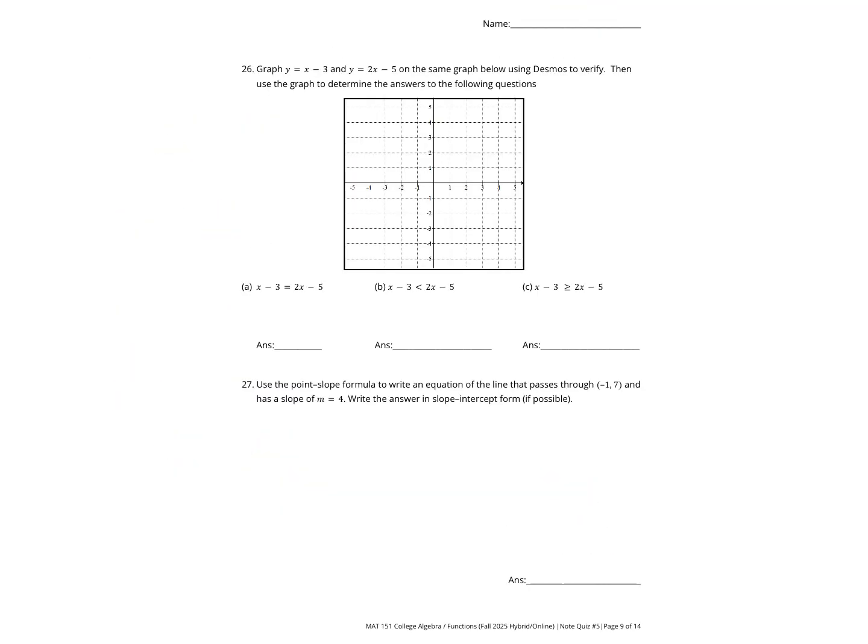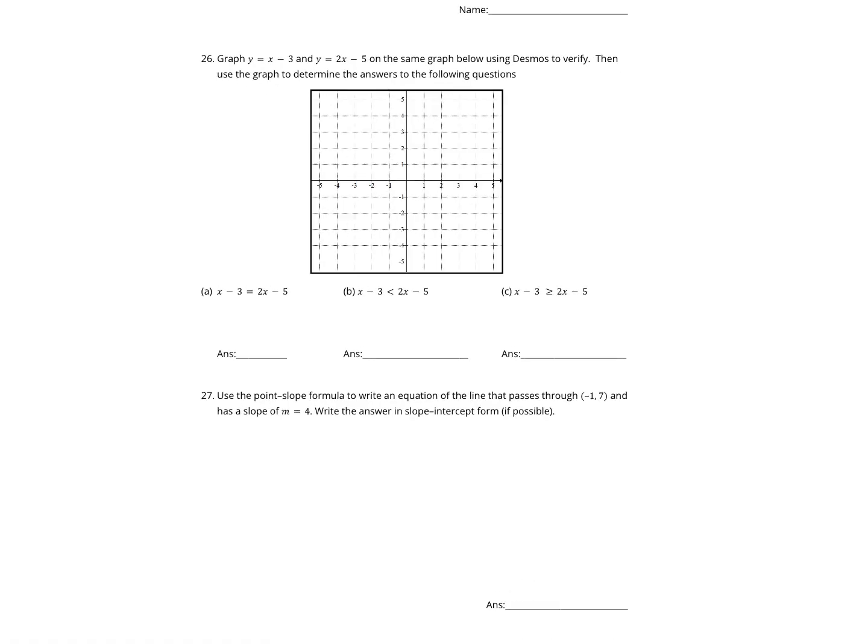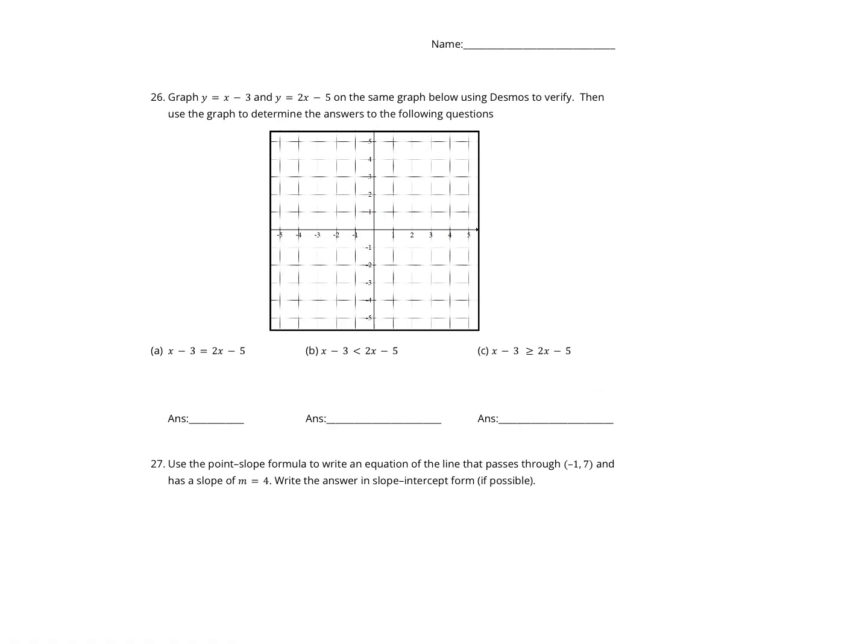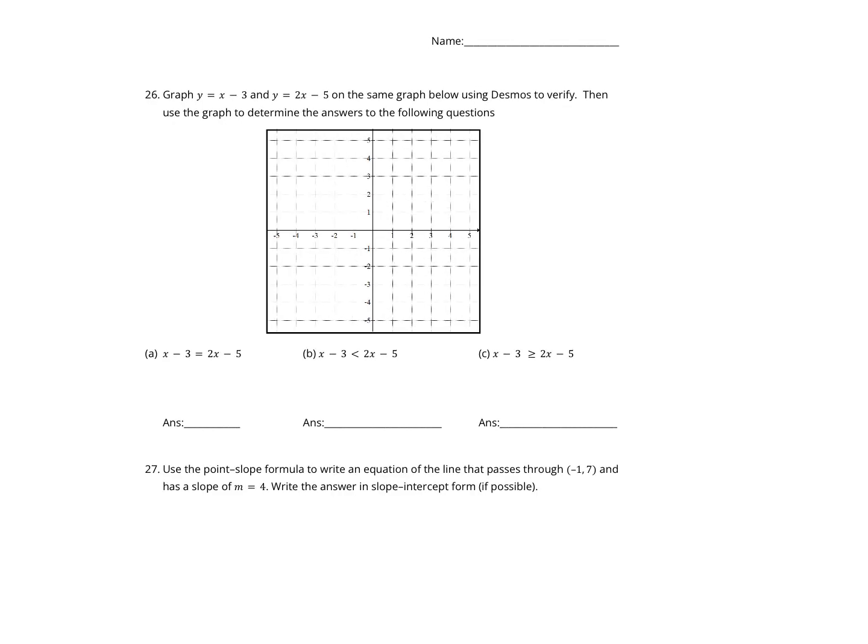The next page has us graphing two different lines and then using the lines to answer some inequalities. So we're going to do these in two different colors. We're going to first graph the first one in red. So in red, I'm going to have my y is equal to x minus 3. That has a y-intercept of negative 3 and a slope of 1. So that red line is going to pass through these points here.